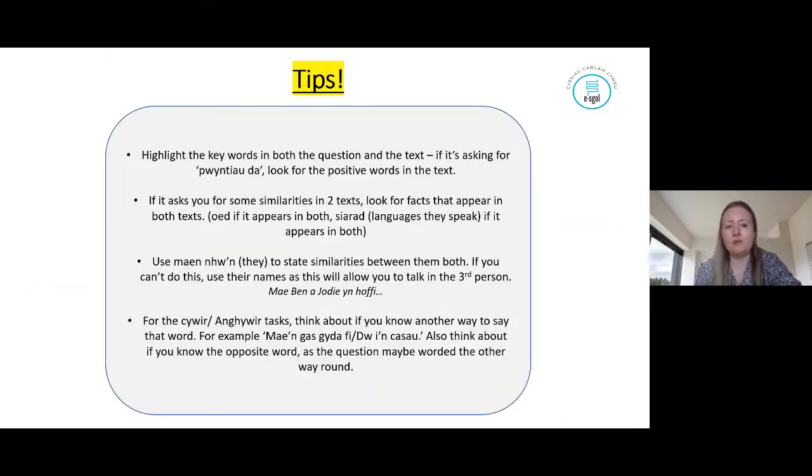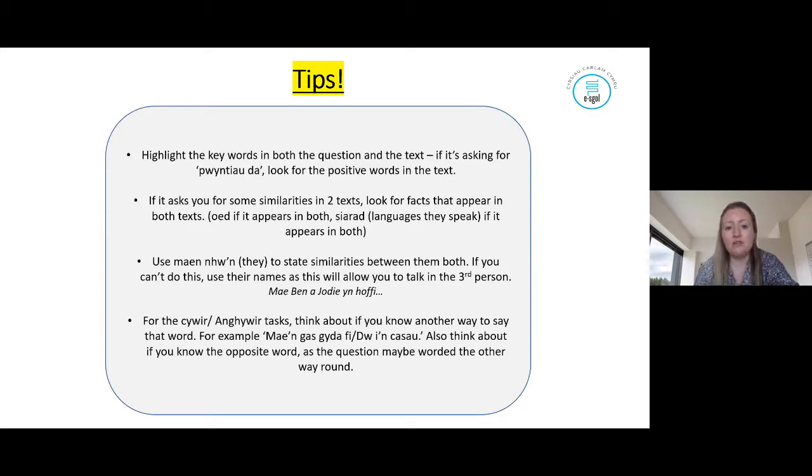Okay, so here's some tips for you for the questions we're about to look at. Okay, so we're going to put all of these tips now into context for you. So a good thing for you to do is to highlight keywords in both the question and the text. So if it's asking for pwyntiau da, if the question asks you for good points, then it would be worthwhile you looking for the adjectives, looking for the positive opinions and highlighting them so you know exactly where you are.